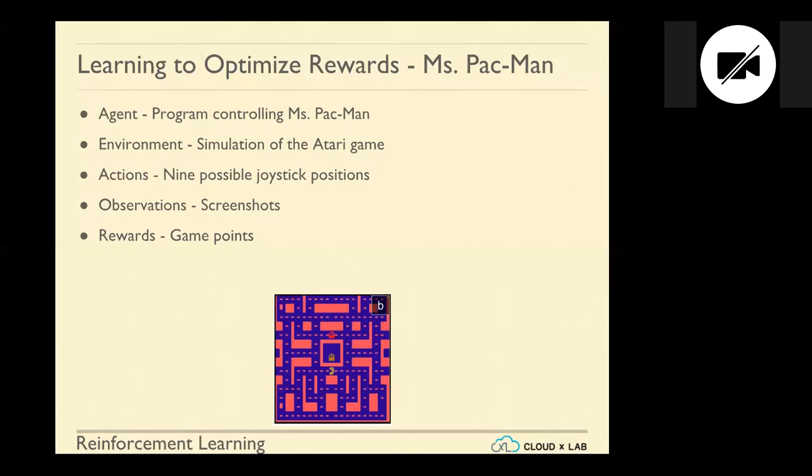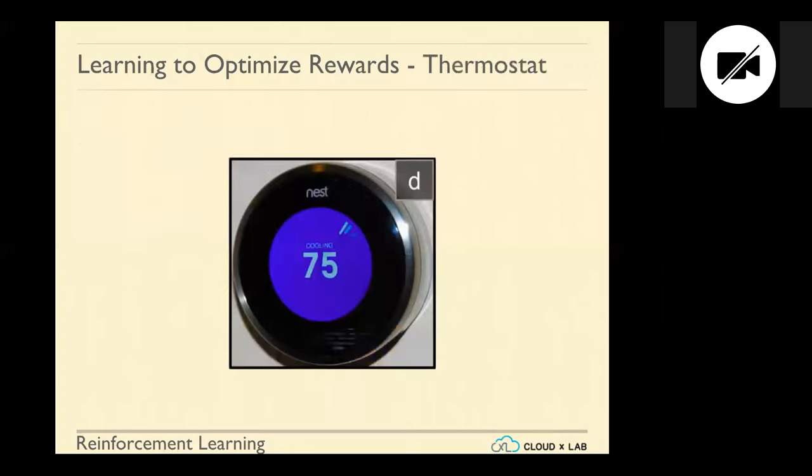The environment is the simulation of the Atari game. Action is 9 possible joystick positions. Observation is the screenshot, and the reward is game points. So actions, observations, and rewards.